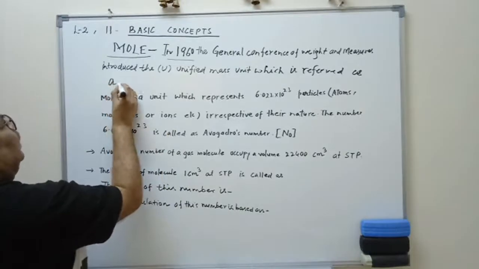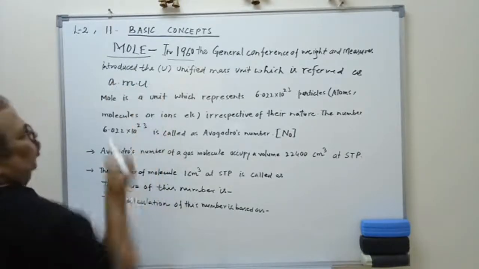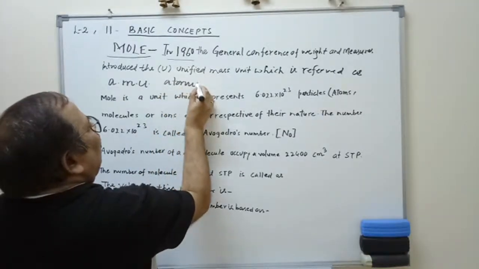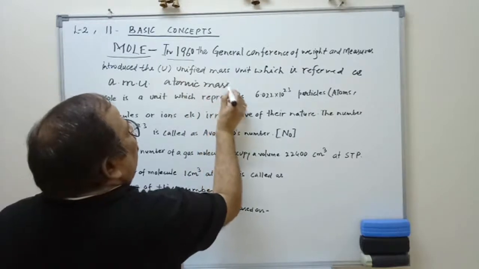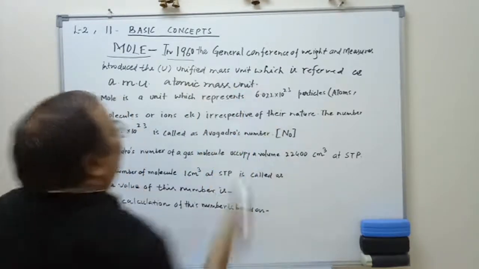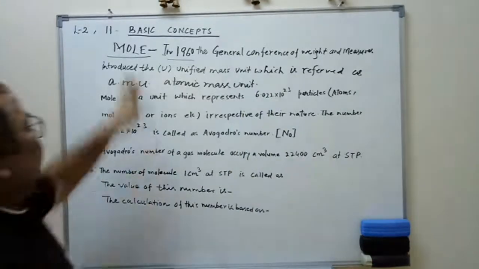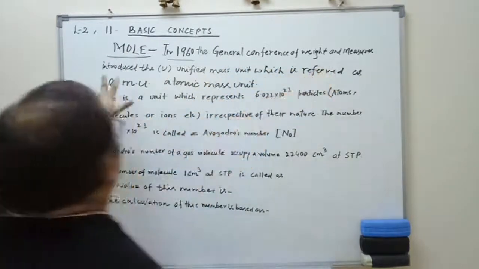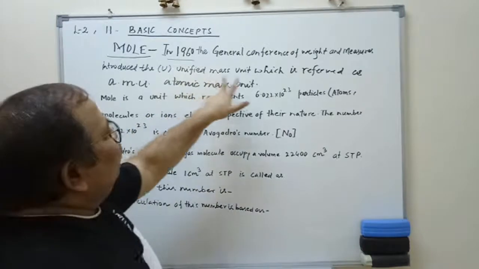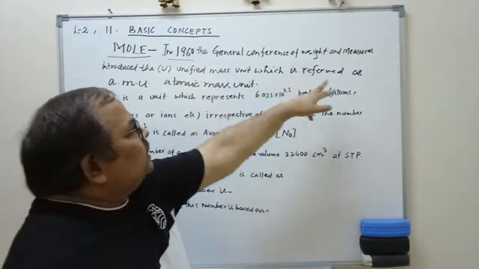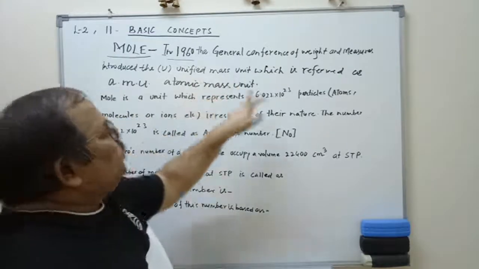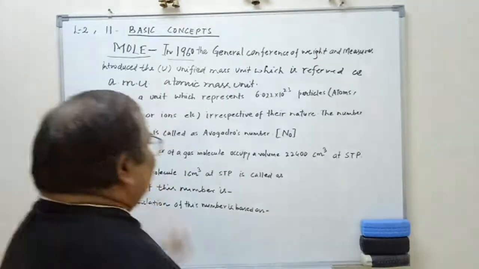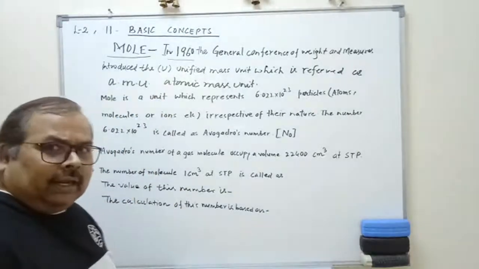AMU, atomic mass unit. Simply see, in 1960, the General Conference of Weight and Measures introduced the unit known as unified mass unit. This may be asked, which is referred to as atomic mass unit, AMU. We are usually calculating the AMU. I will let you know how to calculate one AMU value.